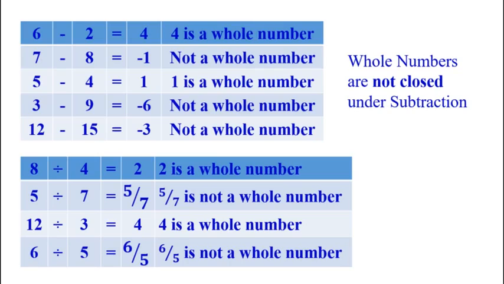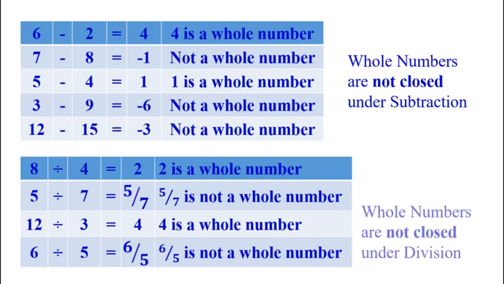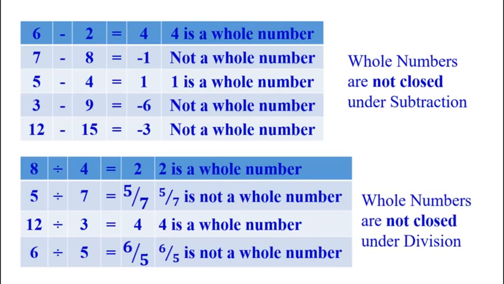So 5 divided by 7. 5 and 7 are both whole numbers, but 5 by 7 is not a whole number. Then 12 divided by 3 is equal to 4. 4 is a whole number. But 6 divided by 5, that is 6 by 5, is not a whole number. So it concludes that whole numbers are not closed under division.